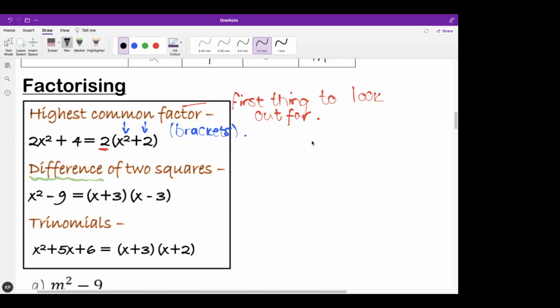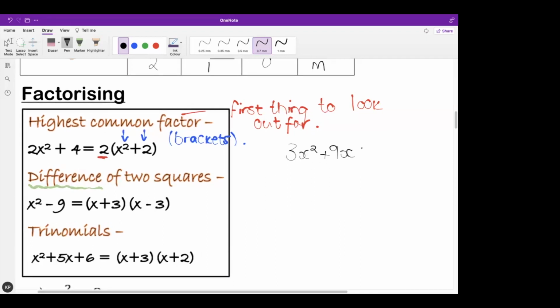Let me show you what I meant. So if I have 3x squared plus 9x, okay. Now let's check, what do both of these terms have? Let's start with numbers. What number can go into both 9 and 3? That would be a 3. Thank you, Butali. So I'm going to take the 3 out.